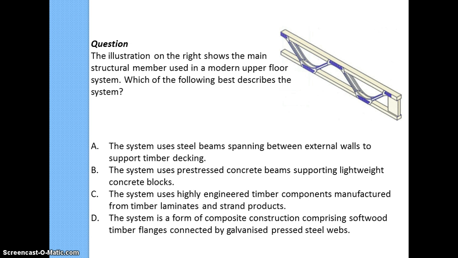And the last illustration, or the last example, again relates to an illustration. It shows a form of upper floor construction, and you're simply asked which of the following 4 options best describes the system. And looking through the options, it shouldn't be too difficult to realise that the correct answer in this case is D, that it's a system of composite construction using softwood timber flanges connected by galvanised pressed steel webs.